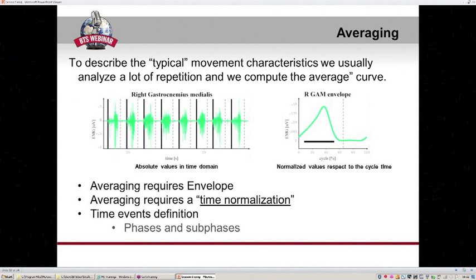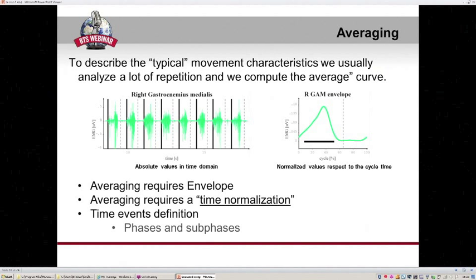Well, what about the averaging of the signal? As I have already told you, to describe the typical movement of a signal, we usually analyze a lot of repetitions, and we compute the average curve between multiple of them. The averaging requires the enveloping, as already discussed, and also requires a time normalization on the signal. To do that, it is necessary to define some time events, to define the cycle of the movement, and it is also necessary to identify the phases and the subphases in some cases.